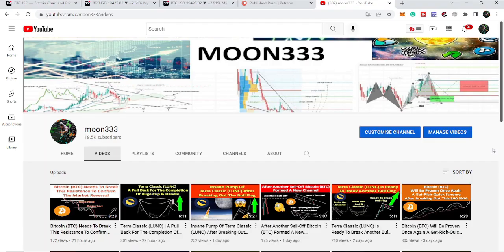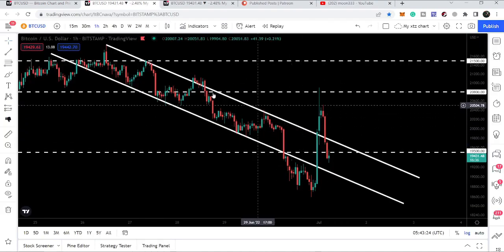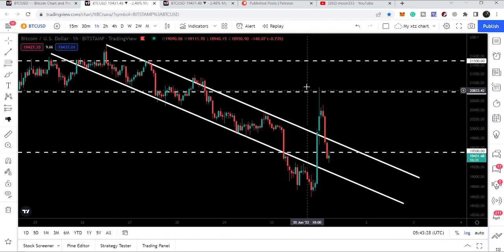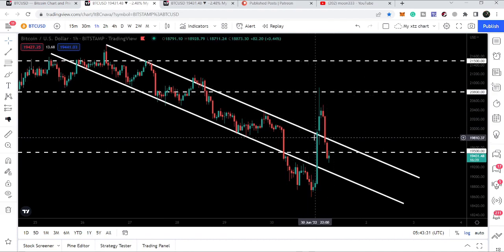Hope you're well and welcome to the new update on Bitcoin. A few hours back, Bitcoin broke out of the resistance of this down channel but was rejected by the next resistance of $20,800 and re-entered the same channel.